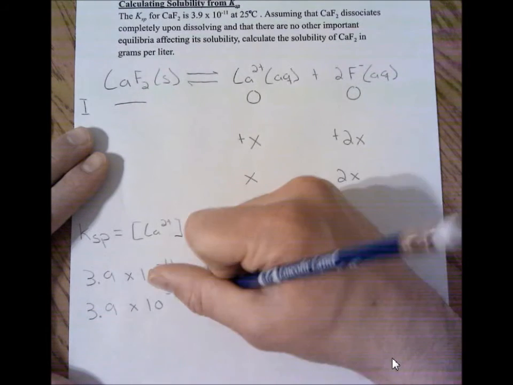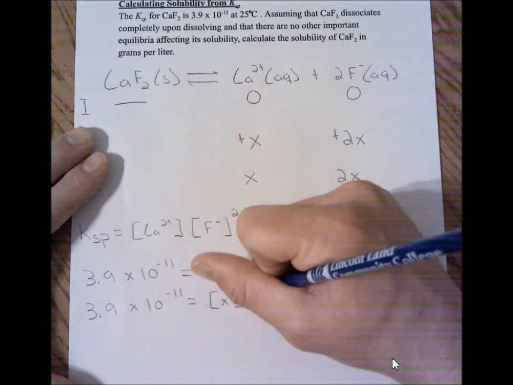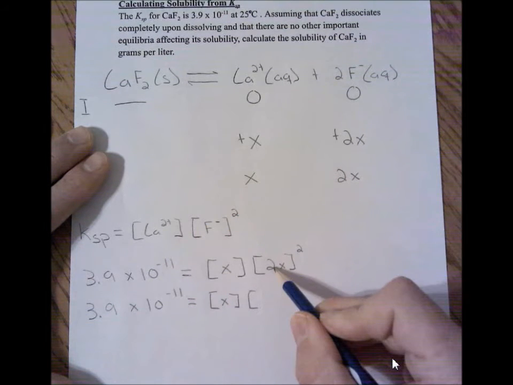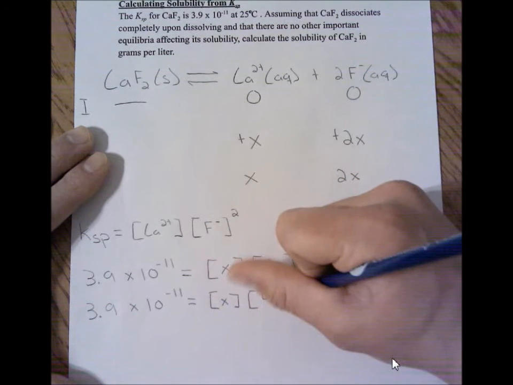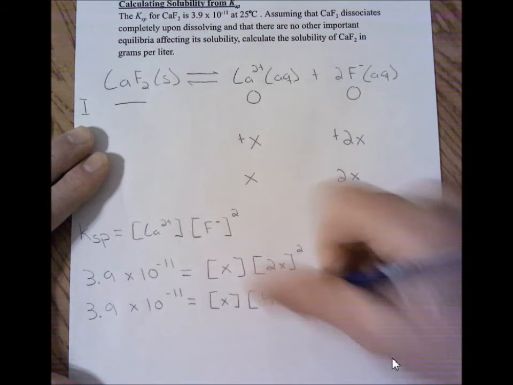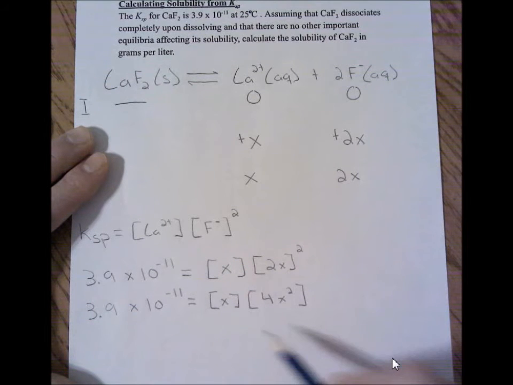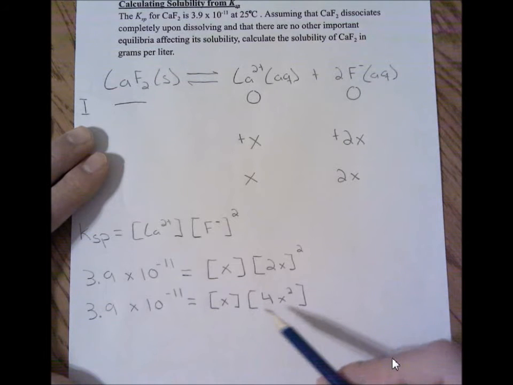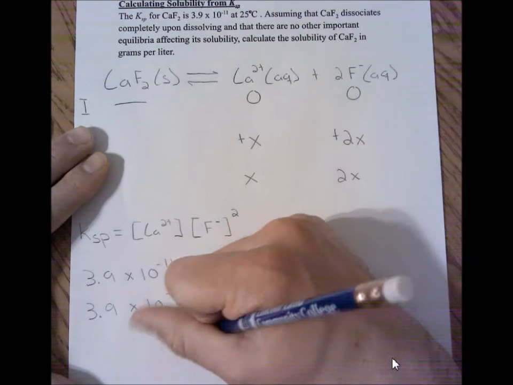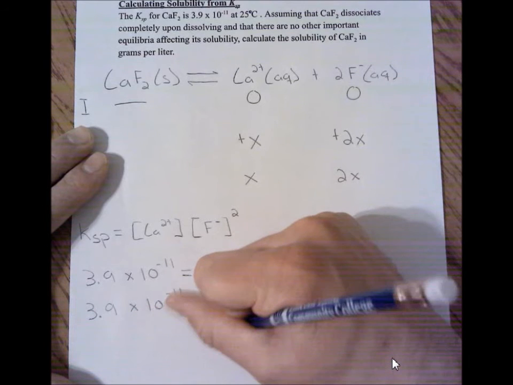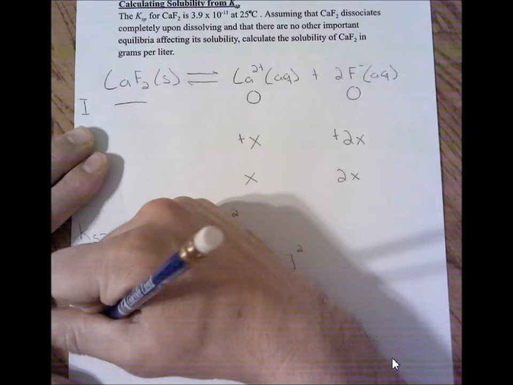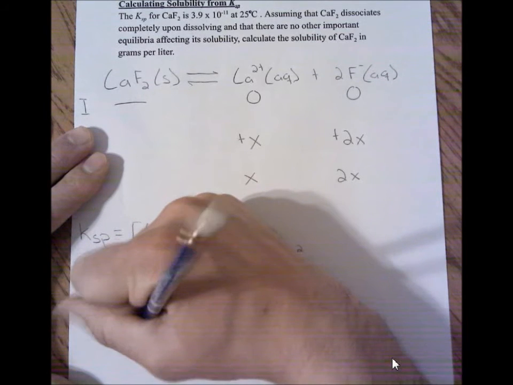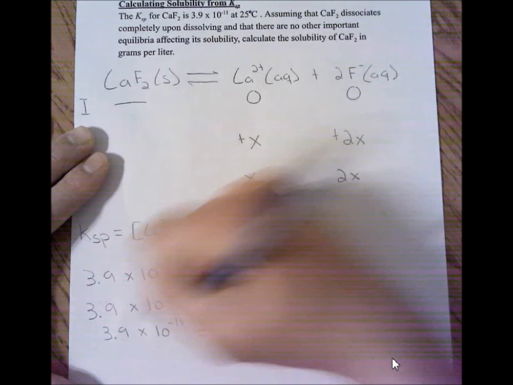I'm going to do a little math here. 2 squared is 4. x squared is x squared. And so now I can consolidate. This business right here, x times 4x squared, gives me 4x cubed, which still equals that Ksp of 3.9 times 10 to the negative 11th. And so now all I have is a simple algebra problem.